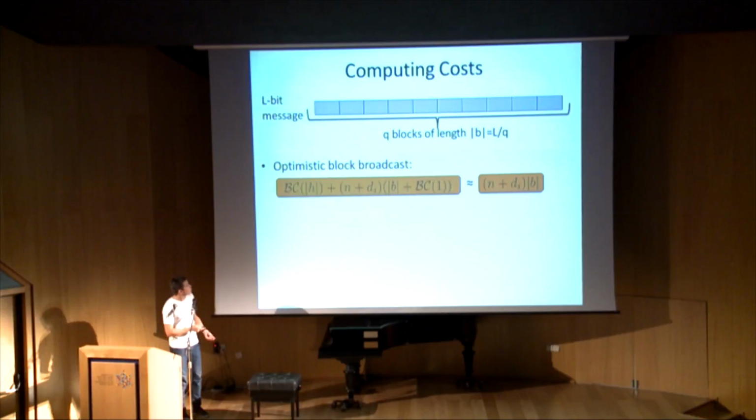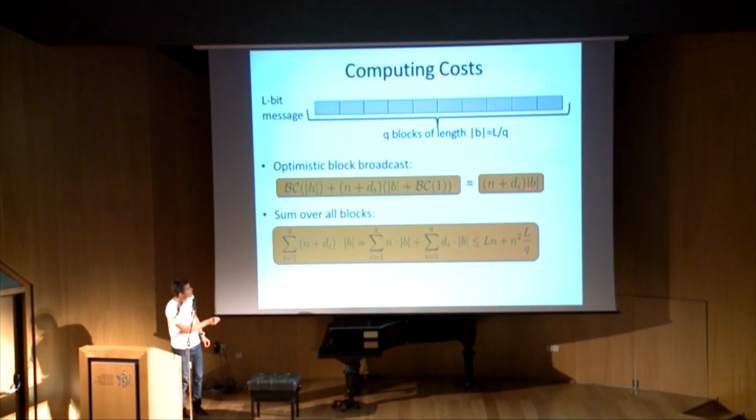Okay. So now we can do the analysis of the whole protocol. We can just compute the sum over all blocks. So we take this expression and sum over all blocks, and we see what happens. So we see that the number of conflicting edges appear here as a sum.